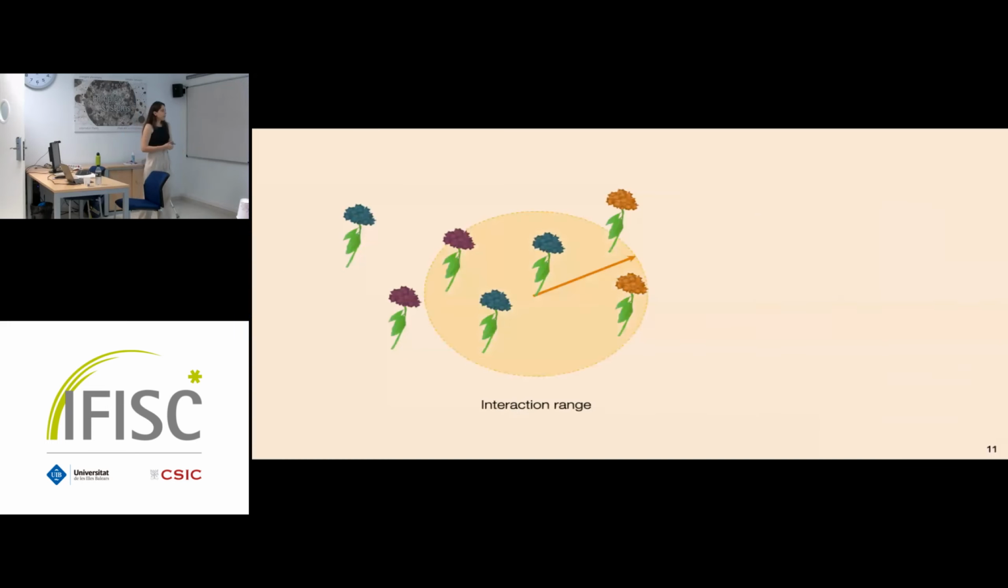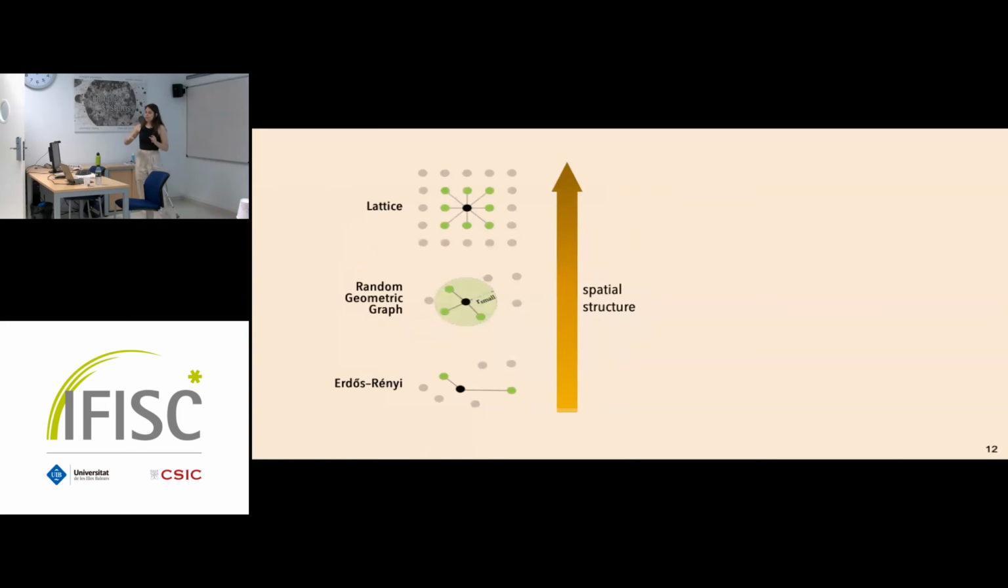With space, we also need to introduce the interaction range, which is the distance over which species or individuals can interact. Moreover, these individuals are located in a space, and we are going to explore the way in which that space is arranged.